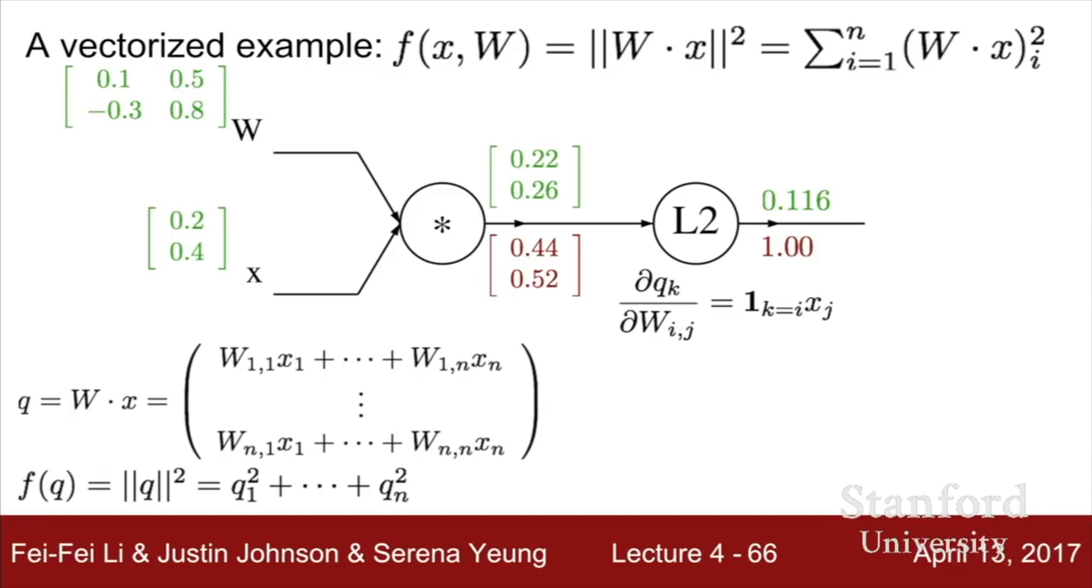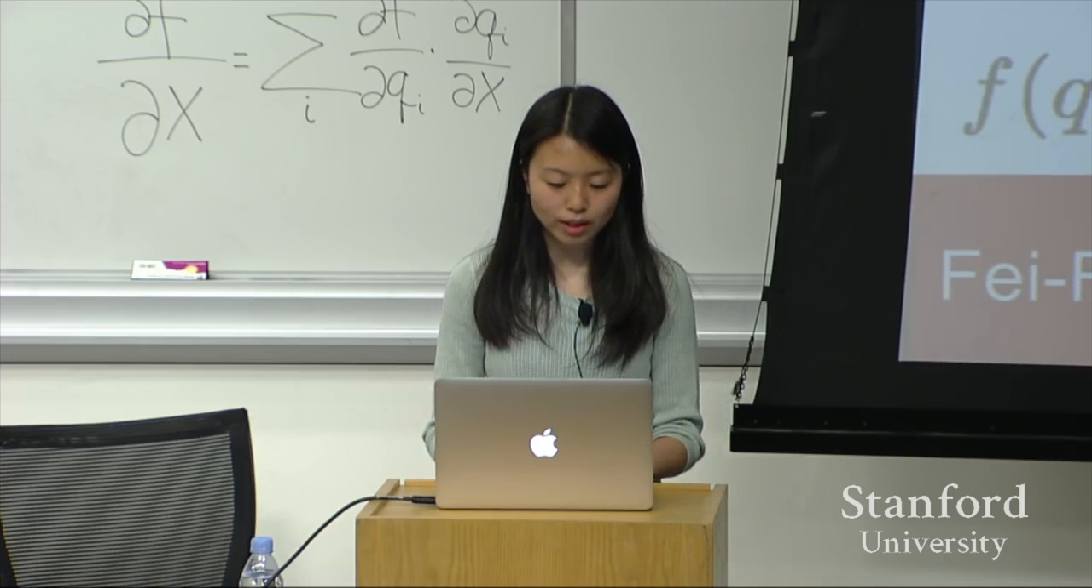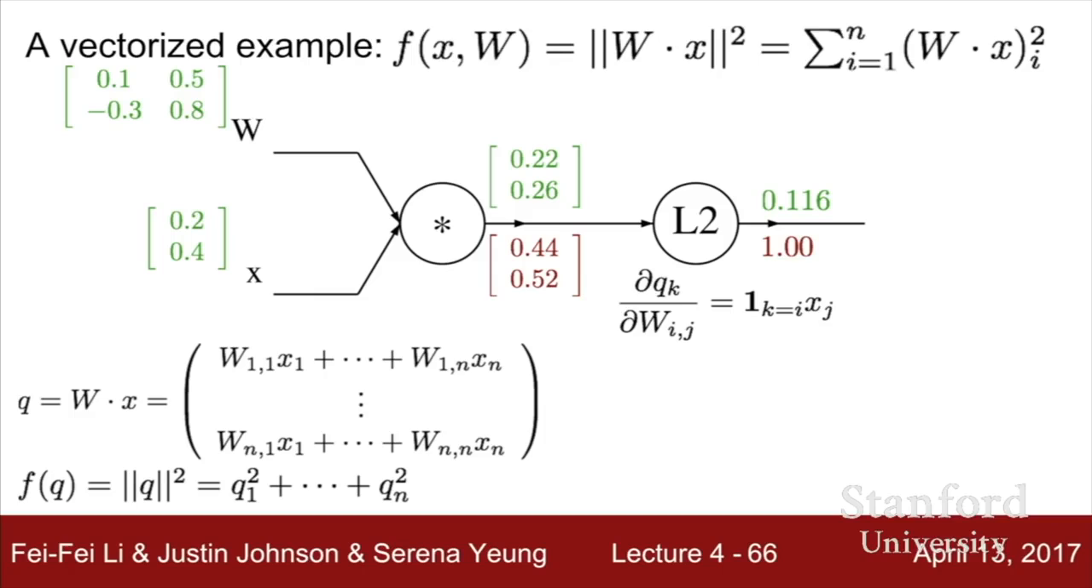If we look at this multiplication, q is equal to W times x. What's the derivative or the gradient of the first element of q, our first element up top, with respect to W11? So q1 with respect to W11. What's that value? x1, exactly. So we know that this is x1, and we can write this out more generally: the gradient of qk with respect to Wij is equal to xj.